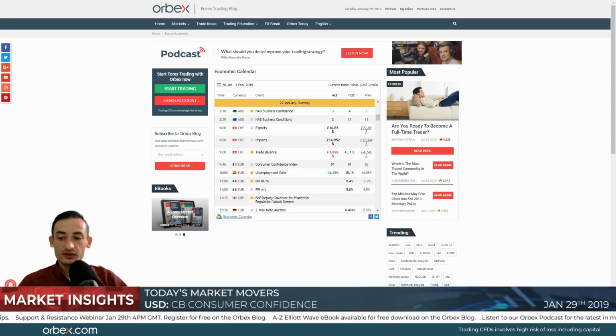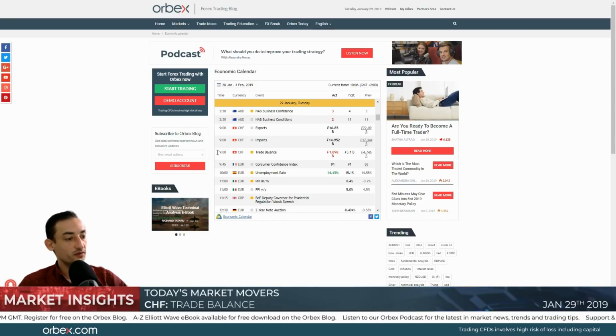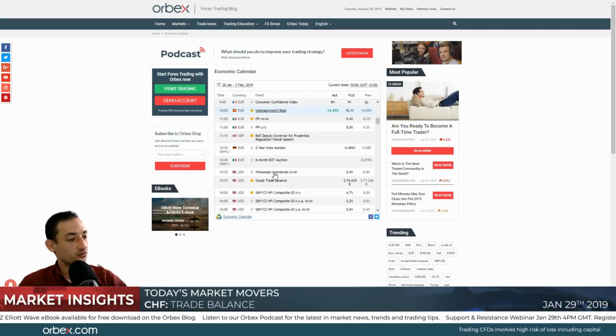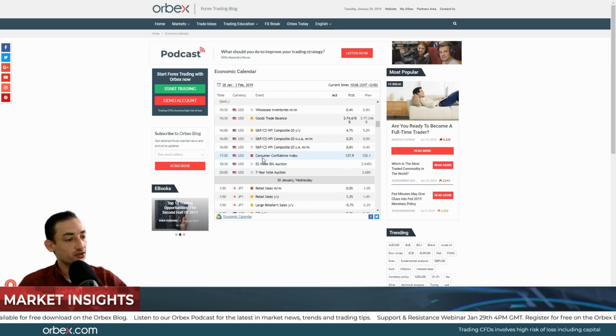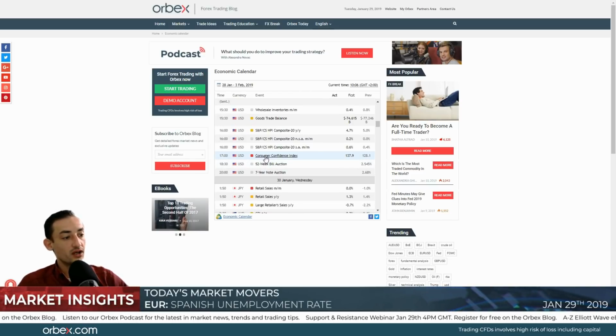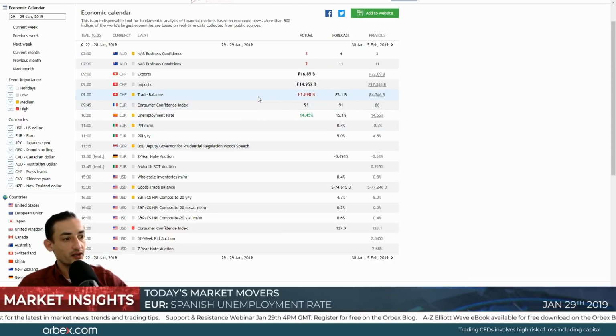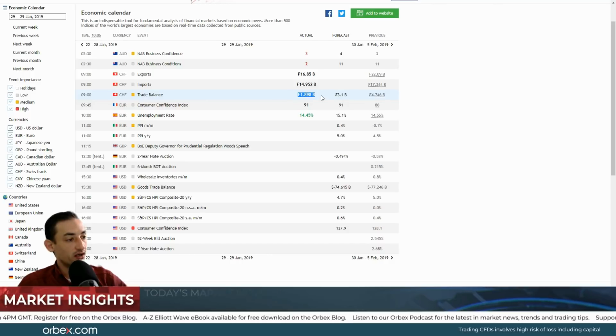Today's market movers would be the Swiss franc trade balance. Then we have the ECB Spanish unemployment rate, and following that, we do have some news for the US dollar, which is quite significant, the consumer confidence index. So let's just jump on the economic calendar here, and firstly the Swiss franc. Basically the released data for the Swiss franc for the trade balance was, let's say, a bit negative, in the red. Okay, so a bit disappointing.